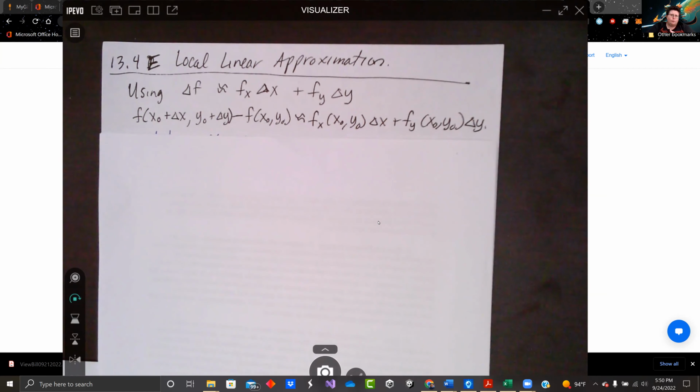We are in 13.4, which is on the differentiability of multivariable functions. We've shown how to find the differentials, find that they're differentiable and continuous at specific points. We also want to be able to approximate something with a local linear approximation. We talked about that in the first video. So we're going to go back and start with our delta f. It's approximately the partial of f with respect to x times delta x plus the partial of f with respect to y times delta y.